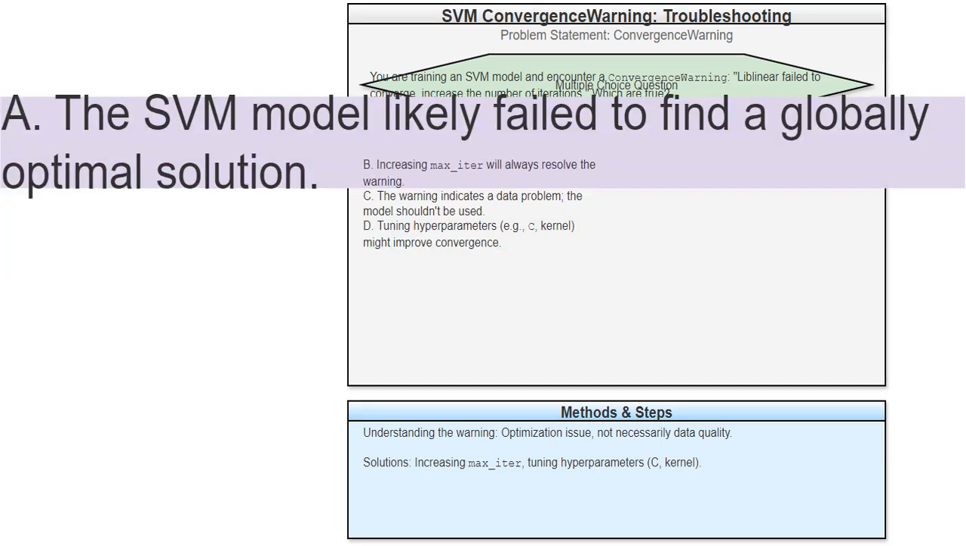I think the warning strongly suggests the model didn't reach the absolute best solution possible. It got stuck. Remember that the algorithm is searching for the optimal solution, and if the algorithm stops before finding it, it didn't quite succeed. However, it's important to note that even a suboptimal solution can still be a reasonably good model.